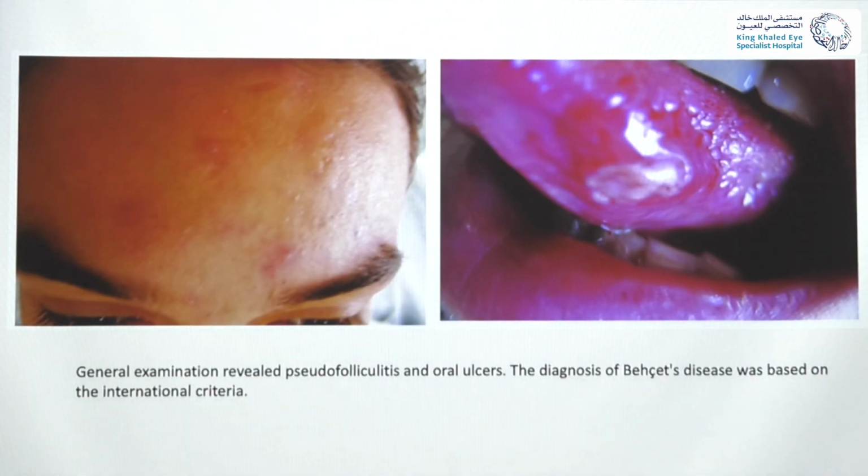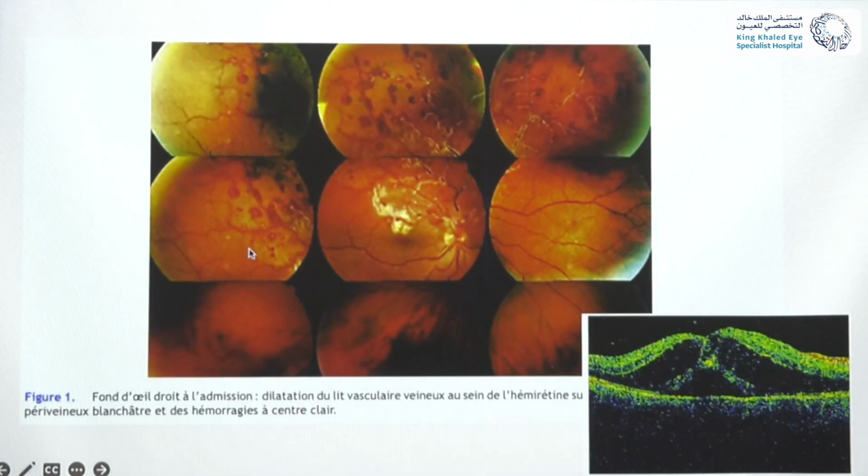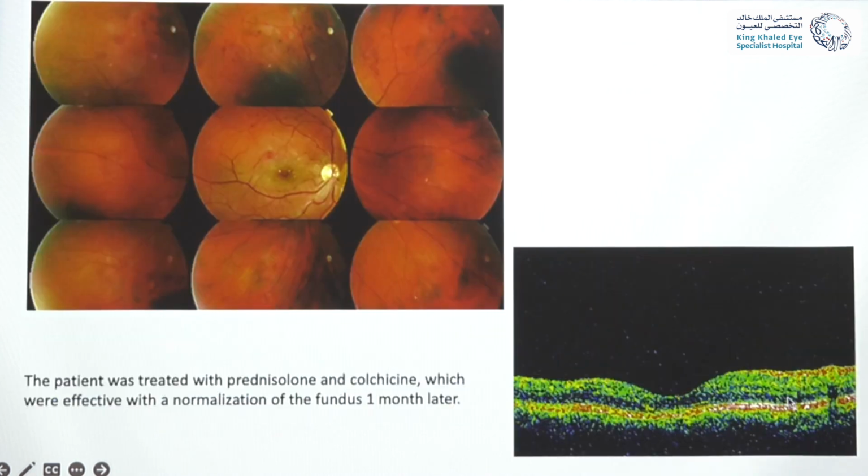Here, we can see the pseudofolliculitis and the oral ulcers. In this fundus photo, you will see the hemorrhagic perivascular sheathing and macular edema. And this is after treatment. The patient received steroids, and colchicine for the oral ulcers.